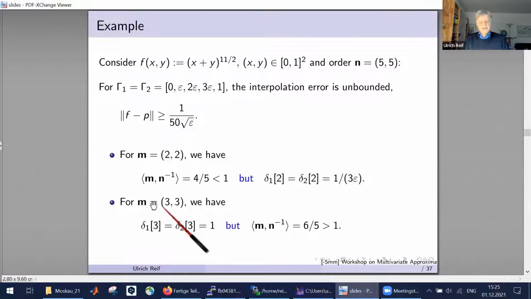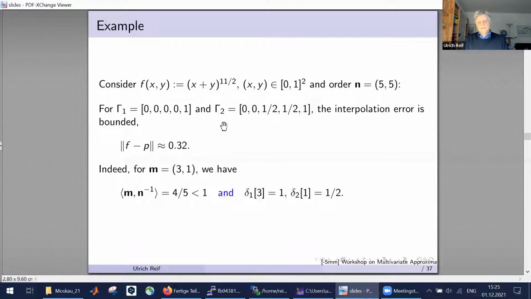If you choose m equal to 3, then these least distances are 1. If you skip the 3 interior nodes, then of course this is 1, this is bounded, but this m is not admissible. It's simply too big in that respect. Yeah? So it shows us that it's not possible to come up with a uniform bound in this situation.